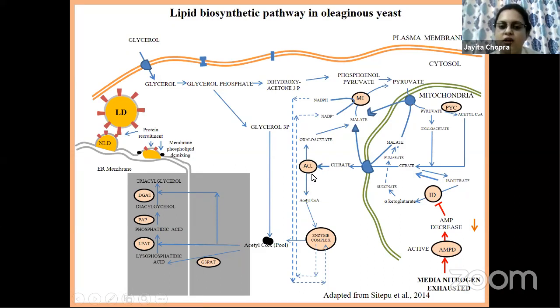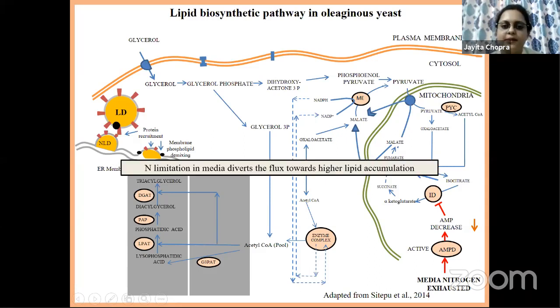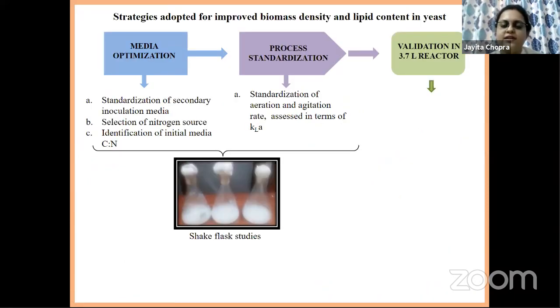This is one of the key enzymes in any oleaginous yeast to form acetyl coenzyme A, which, via the fatty acid synthesis pathway, contributes to the formation of neutral lipid droplets in the ER membrane. So this is how the flux gets diverted when the media nitrogen is limited. These are the strategies that were adopted for improved biomass density and lipid content in yeast.